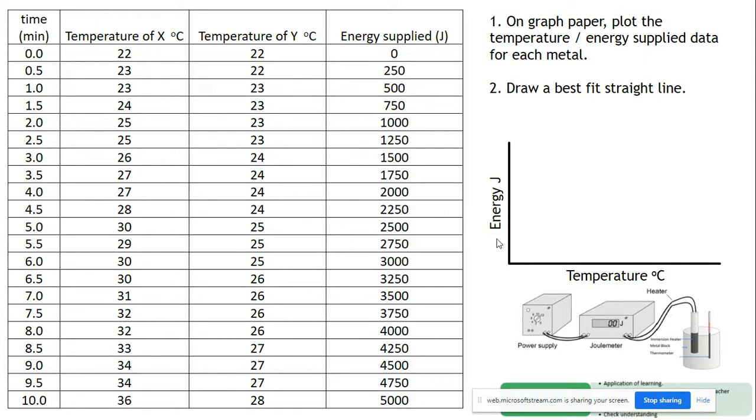Okay. The energy will go up the side, and you've obviously got to go up in 250s by the look of it, all the way up to 5,000. So draw those scales in, make sure the number lines are correct, and then you are going to draw a best fit straight line. Plot your points.